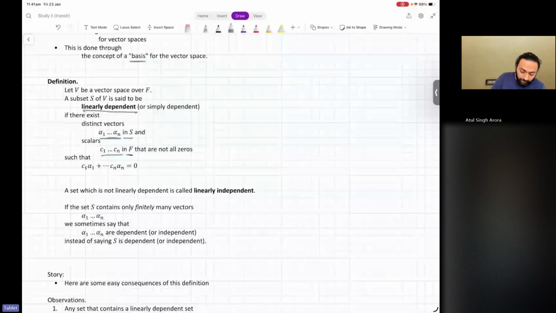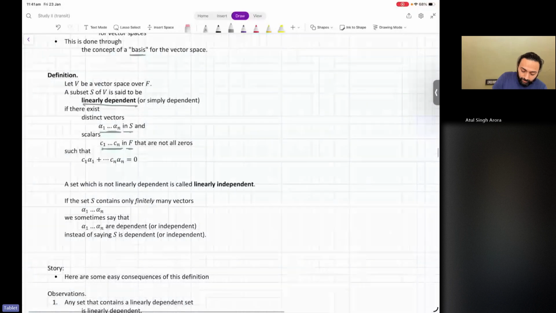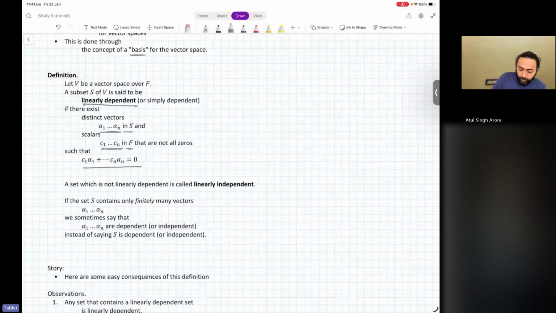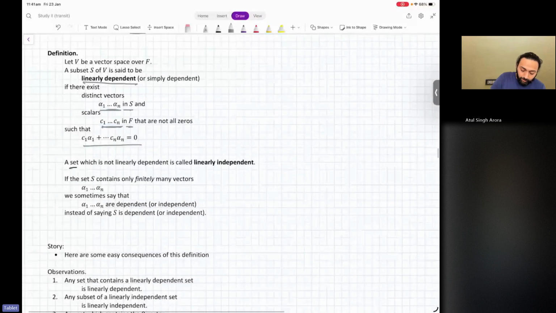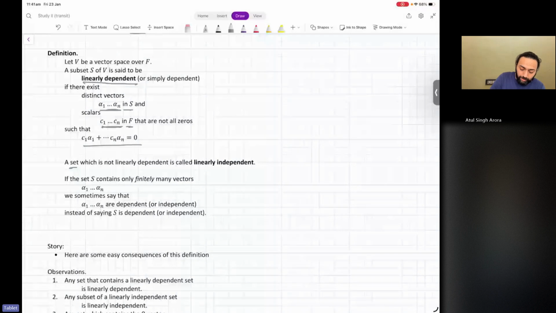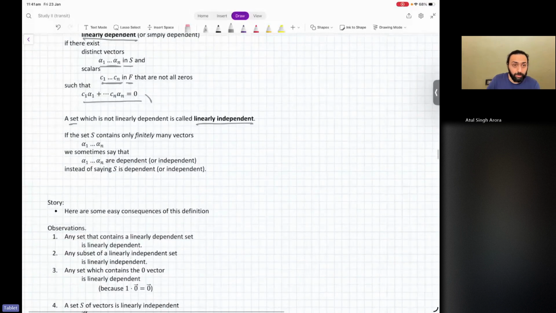And you have some scalars in the field. Then if there exist such scalars that allow you to combine these vectors weighted by the scalars to give you a 0, then we would say that these vectors are linearly dependent. That was the definition. And a set of vectors that is not linearly dependent, so there doesn't exist any C's except all zeros such that this can be satisfied, those would be called linearly independent, right? So this is sort of straightforward.